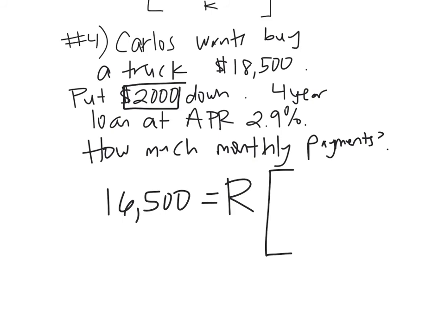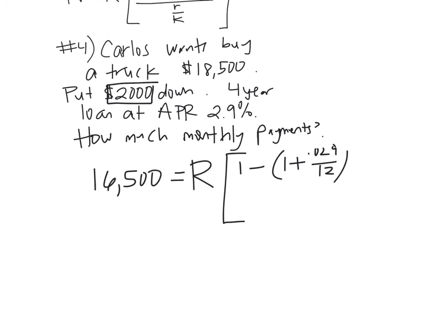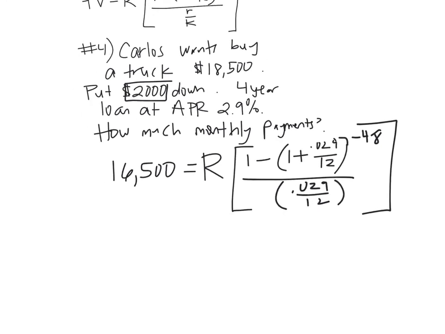And then the rest of it I have. I know what it is. It's 1 minus, parentheses, 1 plus r over k, so 0.029 over 12, raised to the negative k times t, so negative 48, 4 times 12, over, I'd probably put parentheses down here just to remind myself, 0.029 over 12. Okay, this is pretty complicated.